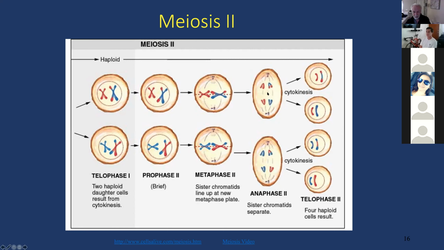All right, so now you have cytokinesis. These 2 cells both divide to make 4 haploid cells. So we've started out at the beginning of meiosis 1 with 1 diploid cell. And now we end up at the end of meiosis 2 with 4 haploid cells. And these are the gametes. These are eggs and sperm.